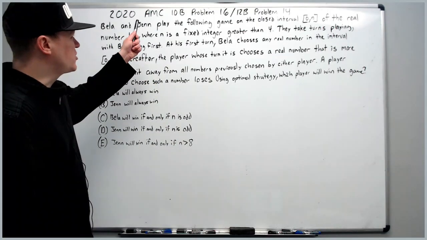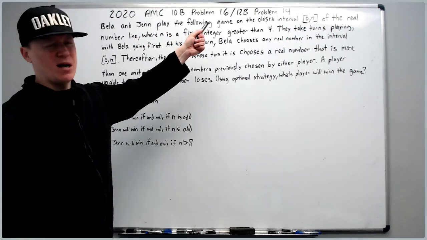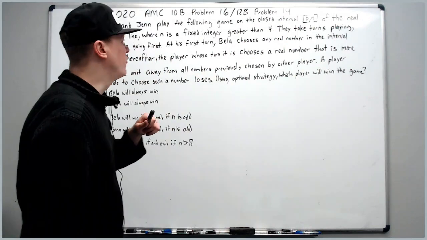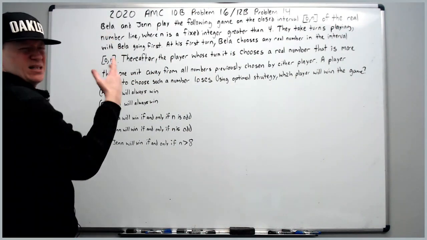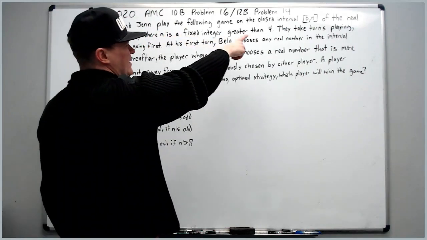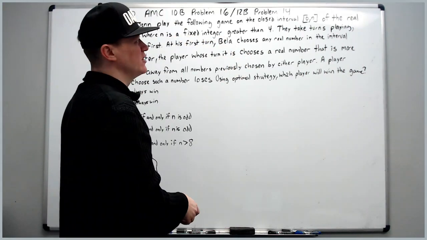All right, and this is the 2020 10B problem number 16, which was also the 12B problem 14. Bella, maybe it's Bella, I don't know. Bella and Jen play the following game on the closed interval 0 to n.